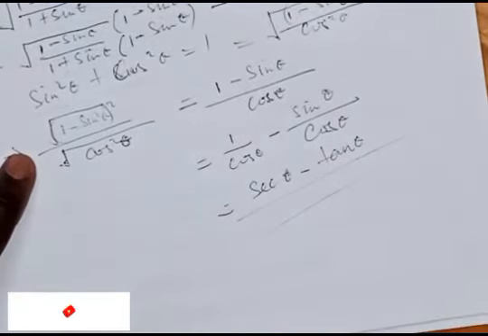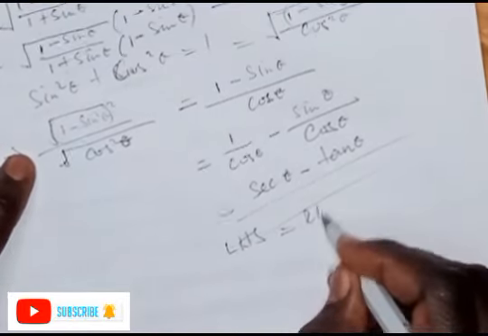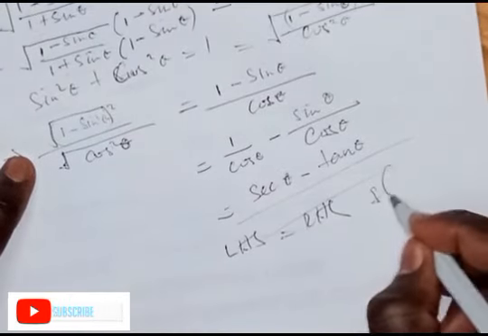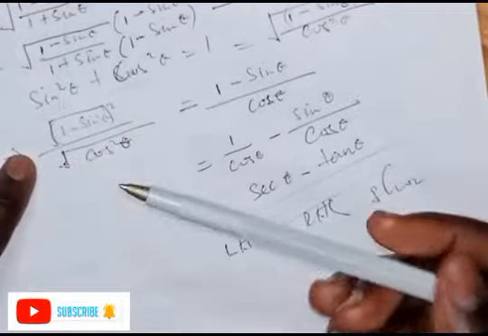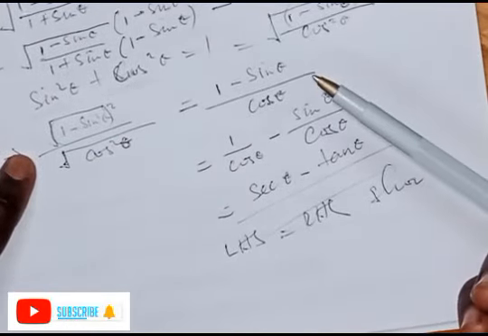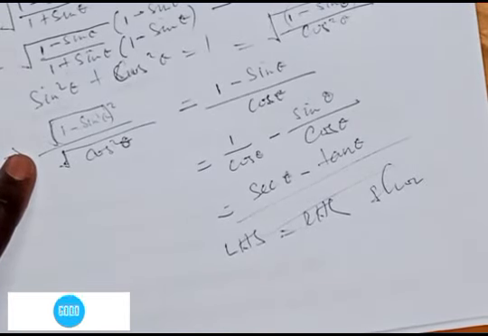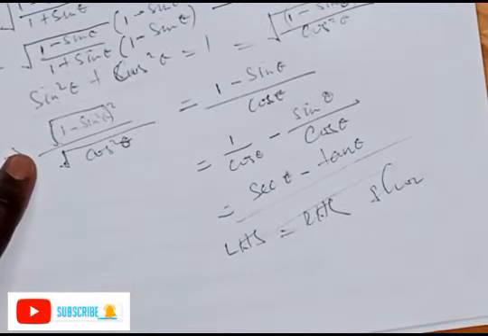Since the left hand side is equal to the right hand side, we have to write shown. Since the question said prove that, we can write shown or proved. So this is how to deal with identities involving square roots.